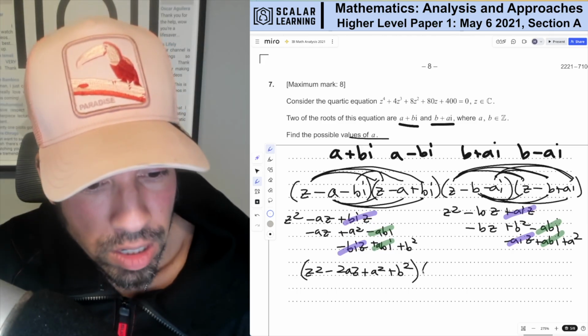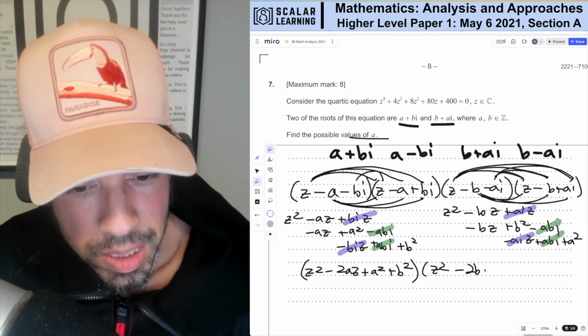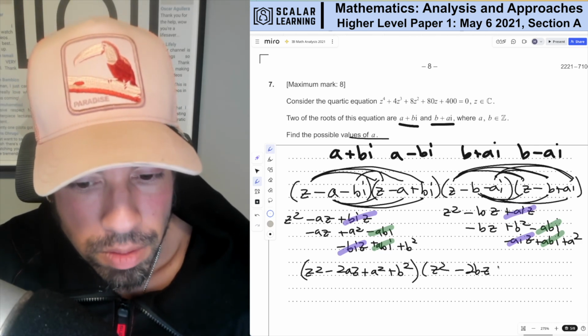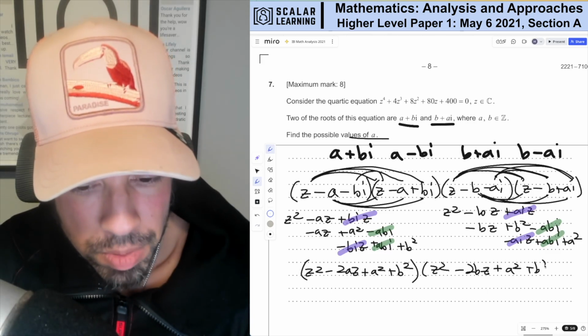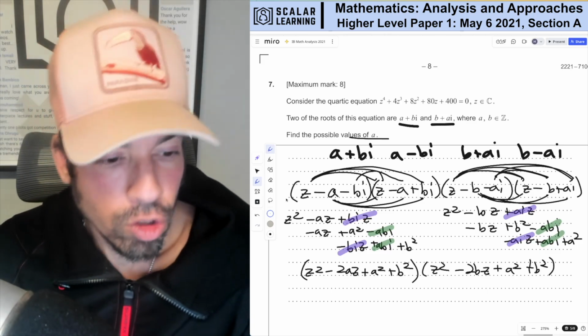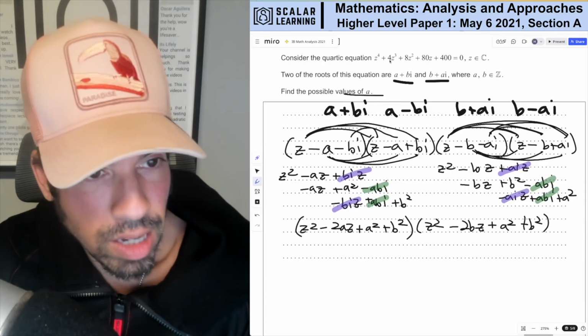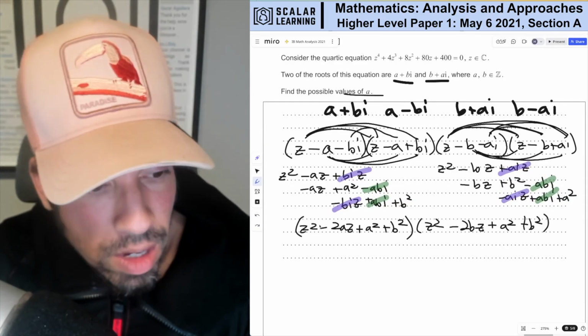So now over here, we have z squared minus 2bz, plus, I'm going to say a squared first, just to have it in the same order, plus a squared plus b squared. Okay. So now we have this nearly in quartic form. All we've got to do is FOIL this out, and then we can start to match up coefficients and create equations that way. So let's take it from here.